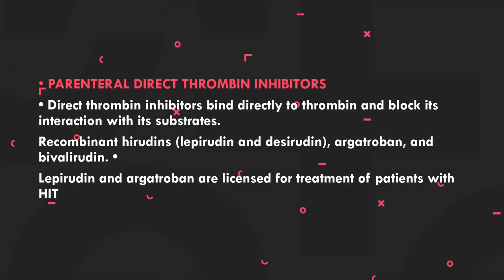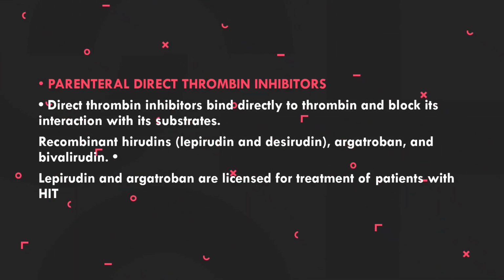There are a few parenteral direct thrombin inhibitors, the names of which you should know. What is the advantage of direct thrombin inhibitors? They are going to bind only to thrombin. They are not going to affect the other clotting factors. These include drugs like recombinant hirudins, like lepirudin and desirudin, and argatroban and bivalirudin.